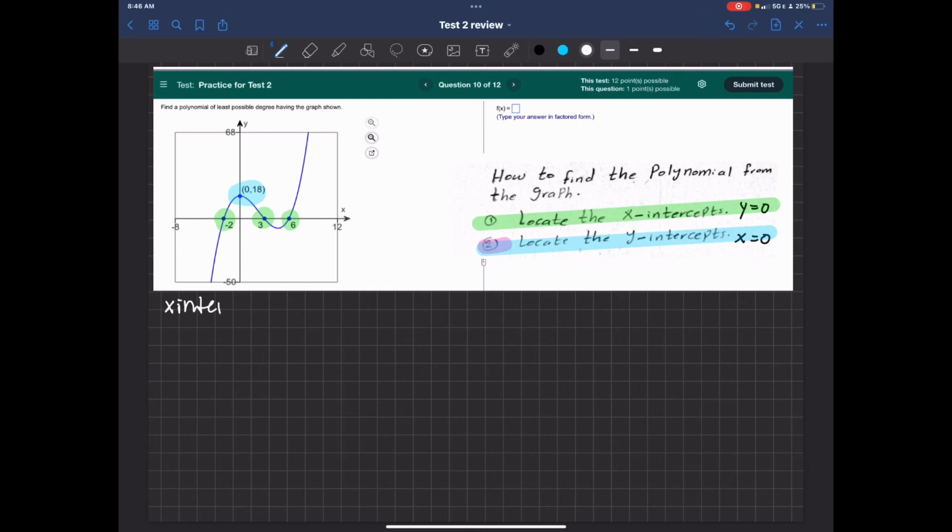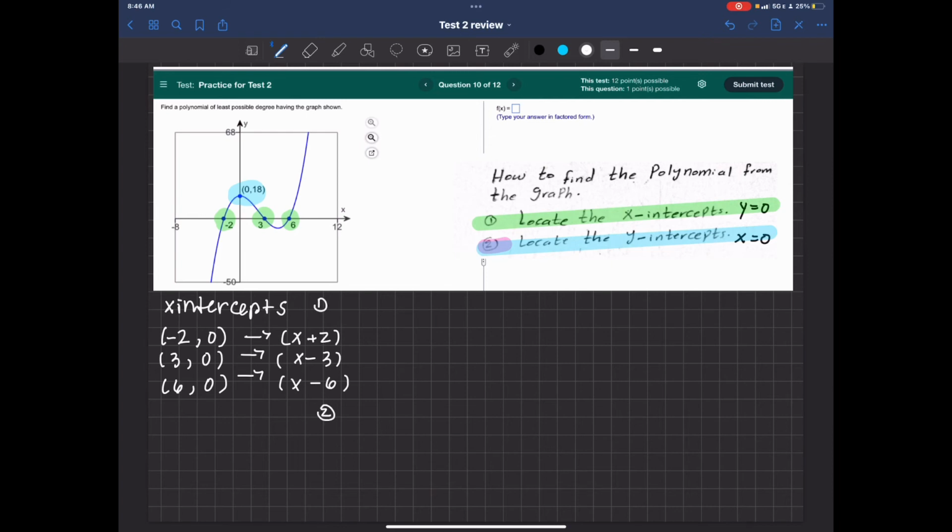Okay, first step 1. X-intercepts. And then we're going to make factors out of them, like linear factors. So I have -2, 0, 3, 0, and 6, 0. So the factors I get from those is x, or it becomes the opposite, plus 2. If that's a positive 3, I have x minus 3. And that's a positive 6, so I have x minus 6.